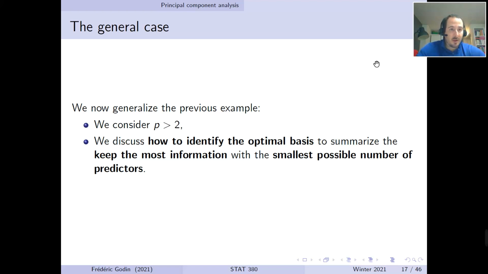And now what we will do in the second part of the chapter is to consider the more general case with general P. So instead of being in two dimensions, we'll be in P dimensions for the data set. And then we'll formally show how to optimize the set of vectors, which will act as axes within the R^p space, so as to optimize our results. So how to get the best possible set of axes so as to obtain the smallest set of predictors which would summarize as much information as possible in the data.